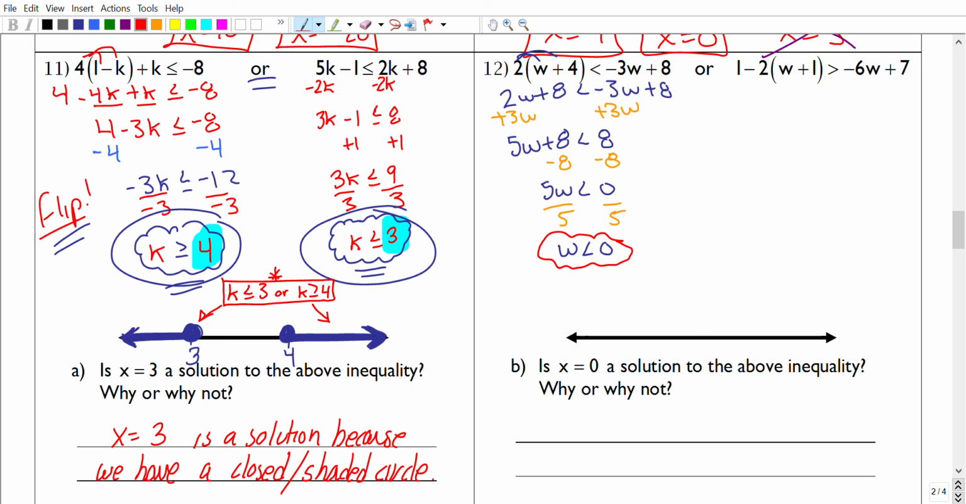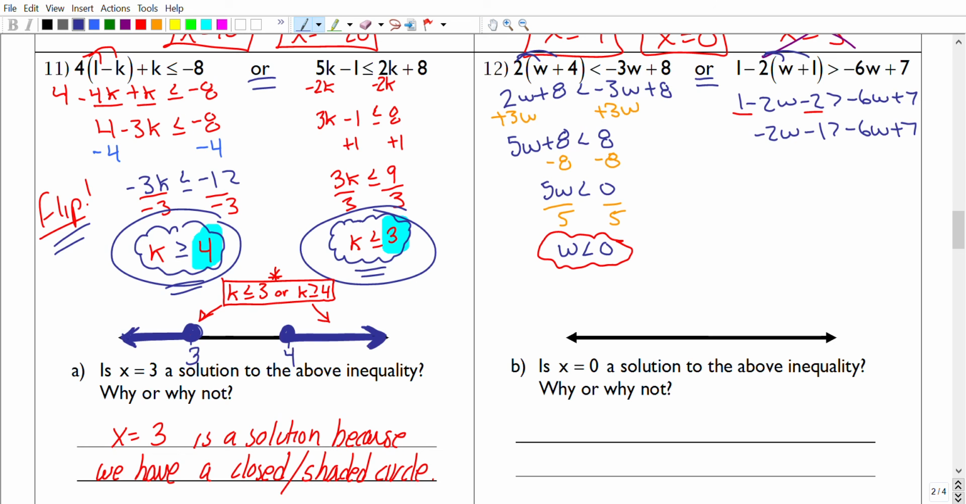Alright, now we have to do this right hand side because we have an OR statement. So again, we're going to have arrows pointing in either direction. Let's distribute. I get 1 minus 2w minus 2 is greater than negative 6w plus 7. Before even moving any of the variables, I notice right away I have like terms here. So let's go ahead and combine those. So this is a negative 2w minus 1 is greater than negative 6w plus 7.